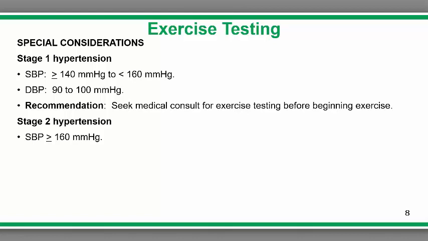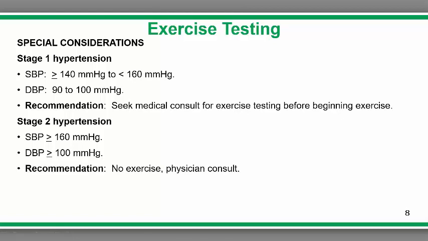Individuals with stage 2 hypertension are those that generate findings of greater than 160 millimeters of mercury on the systolic side and over 100 on the diastolic side. And because these blood pressures are considerably high, the recommendation here is that the person undergo medical treatment for this excessively high blood pressure, and they're recommended not to engage in exercise until this blood pressure is lowered.